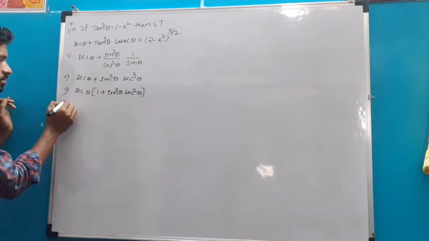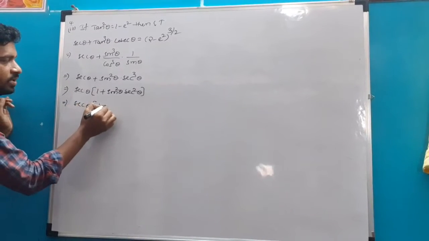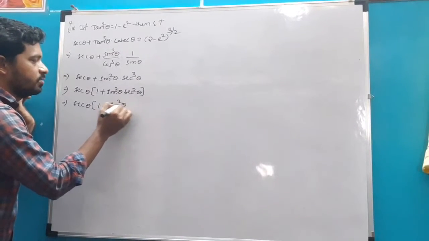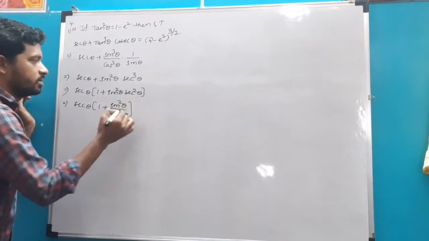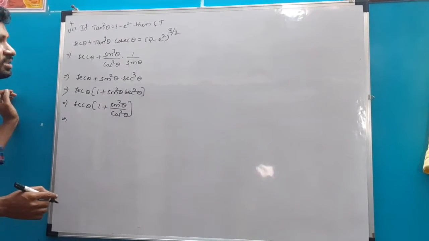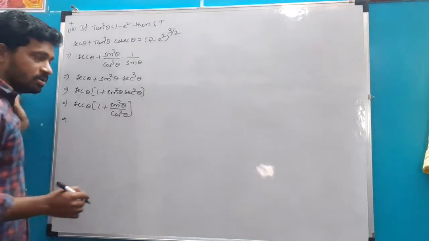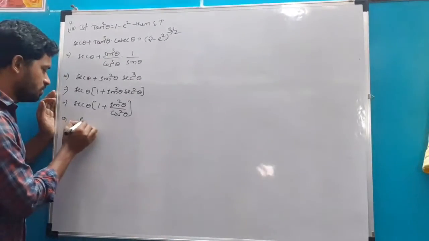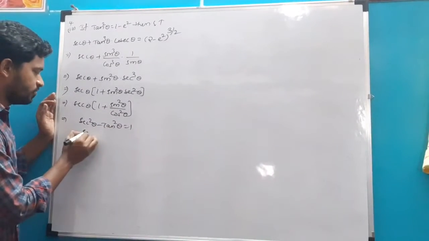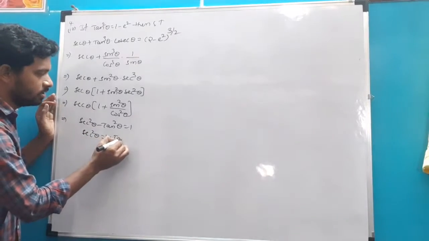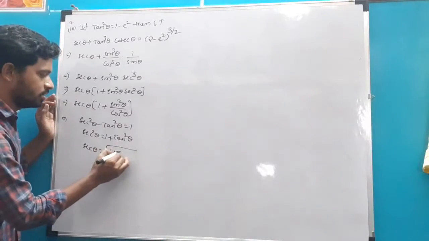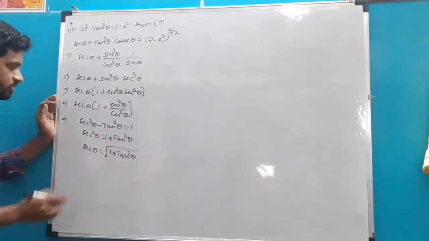secant square theta. So again secant theta into 1 plus sin square theta into secant square theta, which is nothing but sin square theta by cos square theta. So what is the value of secant theta? There is a relation, secant square theta minus tan square theta equal to 1. You know that formula. So from this, secant square theta equals 1 plus tan square theta, and the value of secant theta will become root over 1 plus tan square theta.